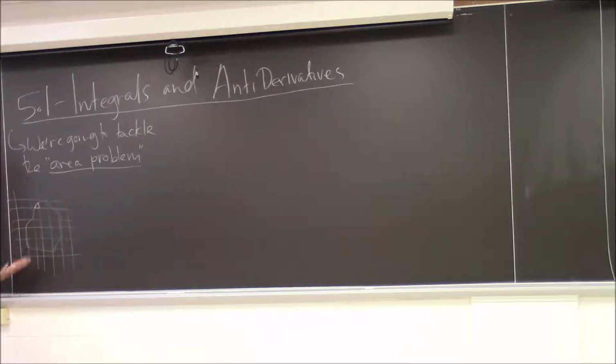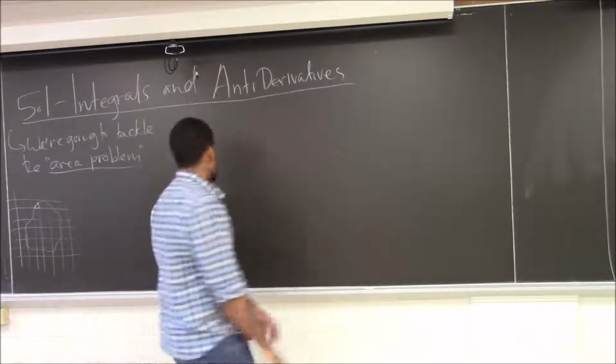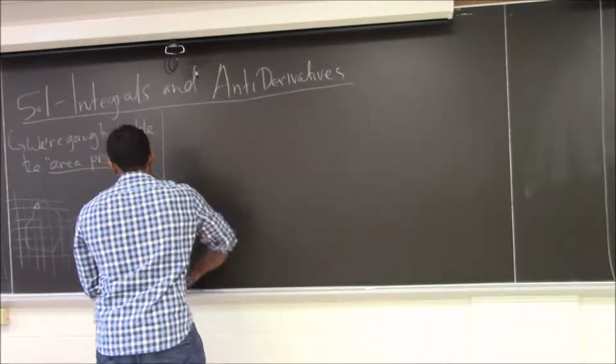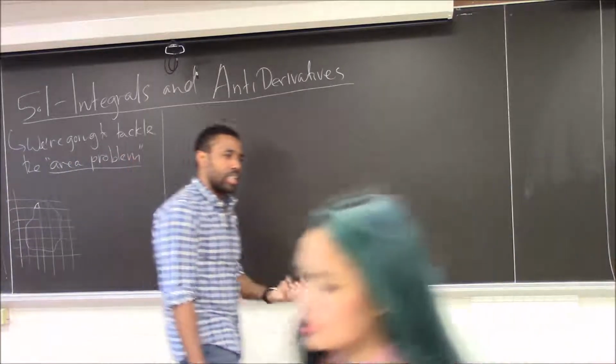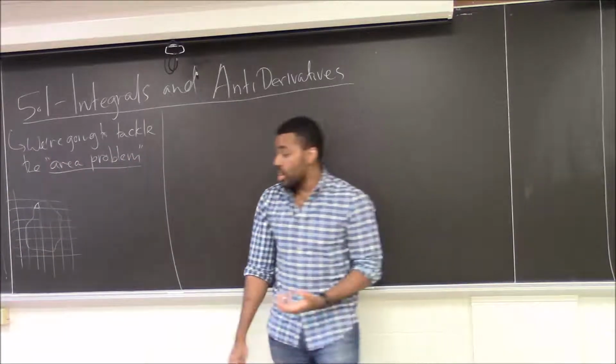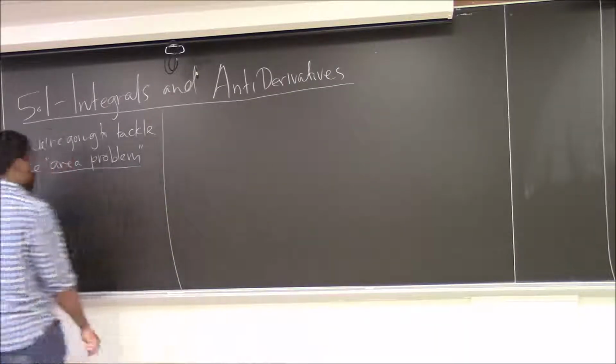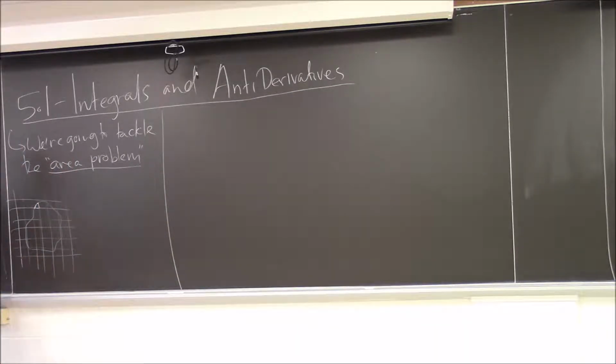That's where we're going to start. We're going to try to figure out the area problem, how to find the area of a weird shape. And we want to figure out a nice, sophisticated tool to do this. Just like how the derivative was a very nice, sophisticated tool to find the rate of change of something, we want a nice, sophisticated tool to talk about the area problem, how much space something takes up.